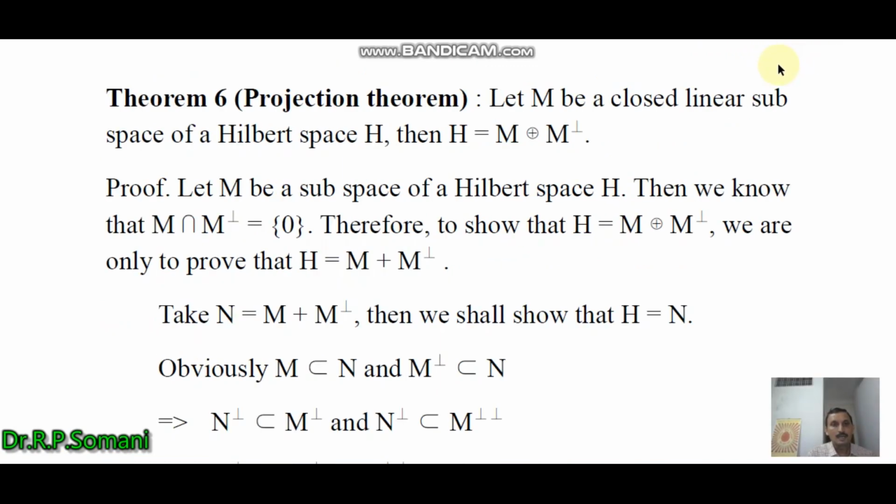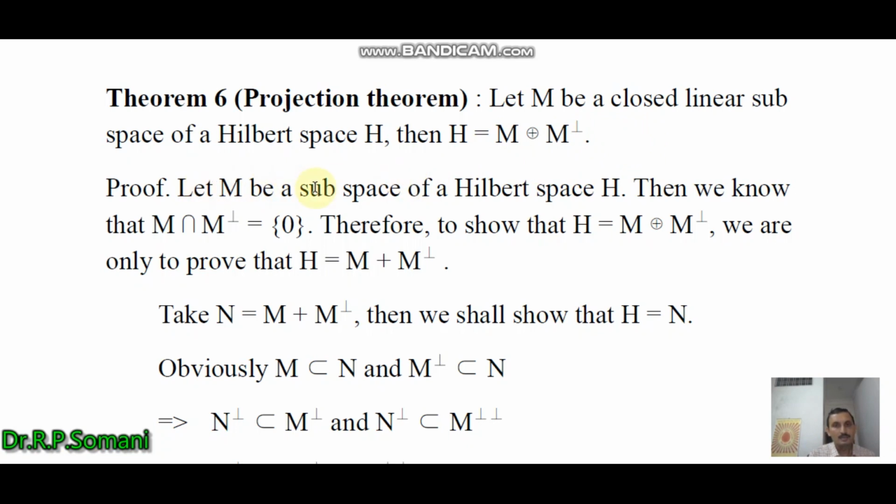Now we have the last theorem, known as the projection theorem, and the statement of this projection theorem is: let M be a closed linear subspace of a Hilbert space H, then H equal to M direct sum M orthogonal. Here this sign denotes the direct sum, that is, H equal to the direct sum of M and M orthogonal, and the direct sum means that each element of H has a unique representation as the sum of elements of M and M orthogonal. So the proof of this is easy.